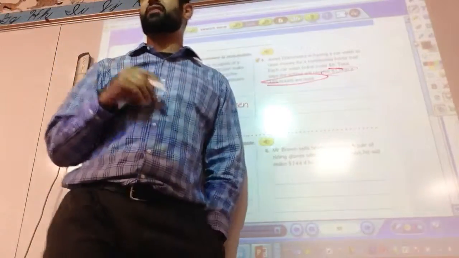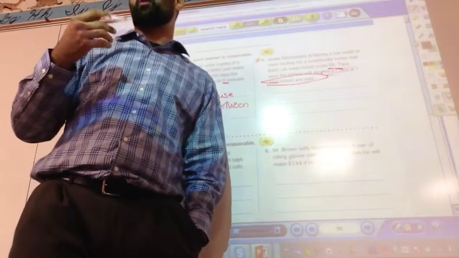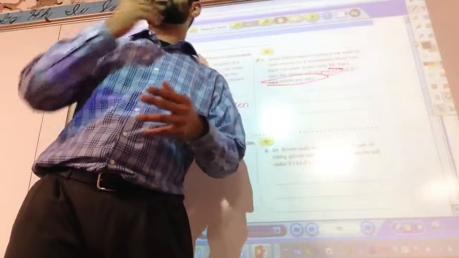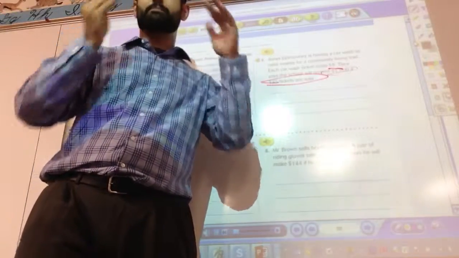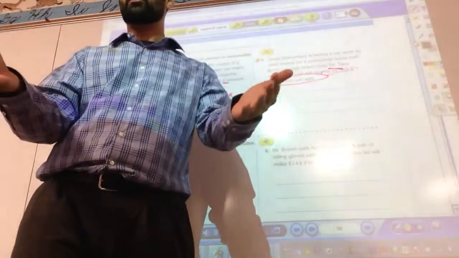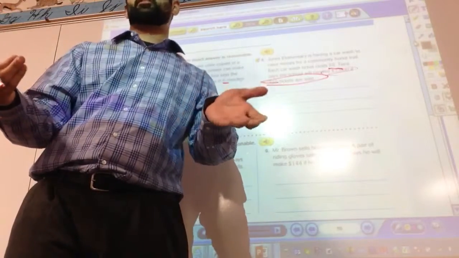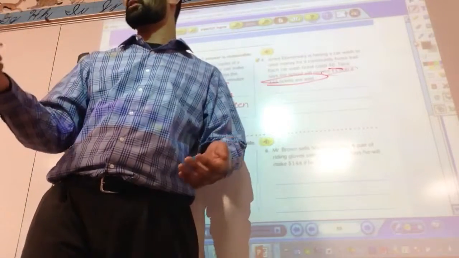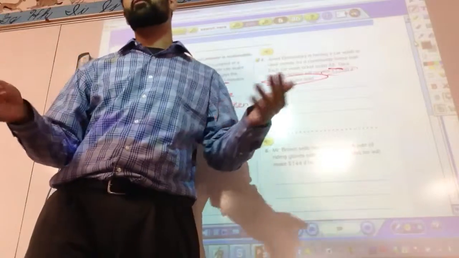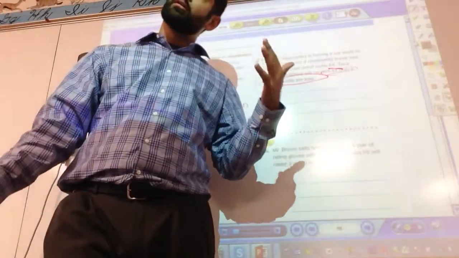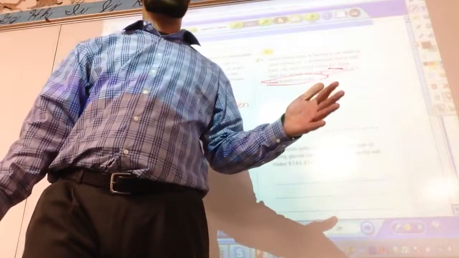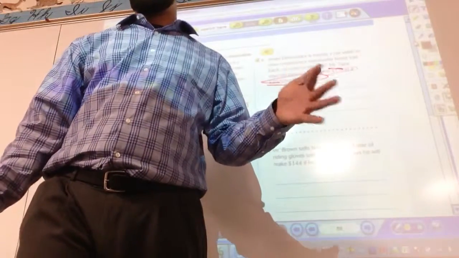And I know you don't have quite as much room on your paper, but honestly, when we're estimating and rounding, it's supposed to be a little bit of writing and not a lot, because it's supposed to be a little bit in your head, because it's supposed to make life easier. I'm not teaching you rounding to make it harder. Your parents do it all the time. How long is it going to take me there? About an hour. They don't say 59 minutes and 36 seconds.